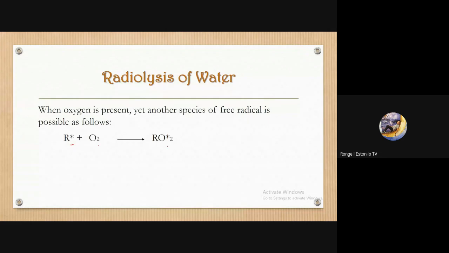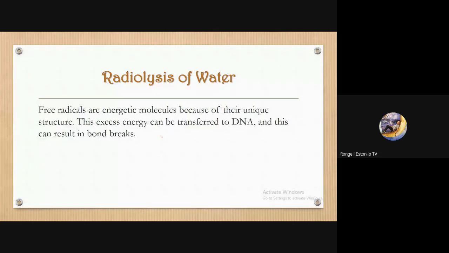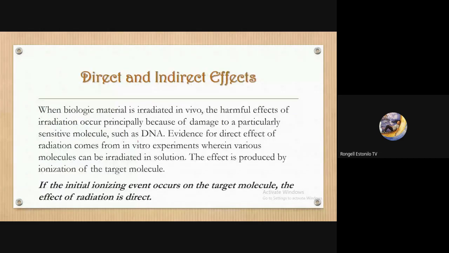So free radicals are energetic molecules because of their unique structure. This energy can be transferred to DNA, and this can result in bond breakage. So that's the effect of radiation on water. But take note, this can only happen with the deterministic and stochastic effects. So deterministic effects come from a strong, high radiation dose.